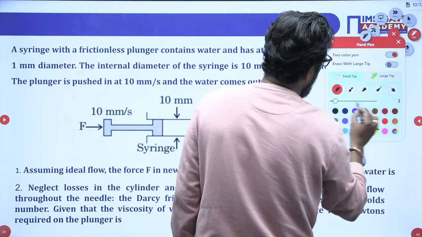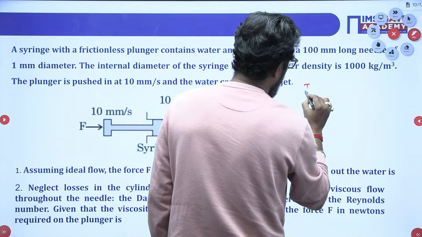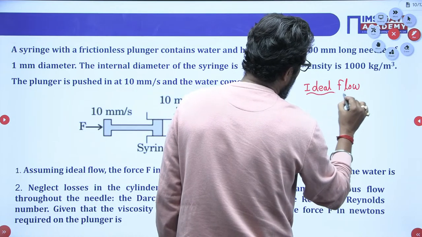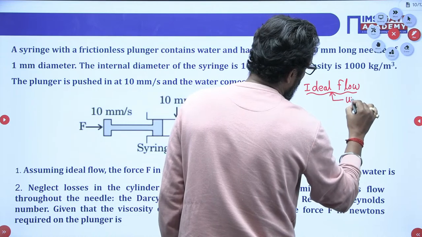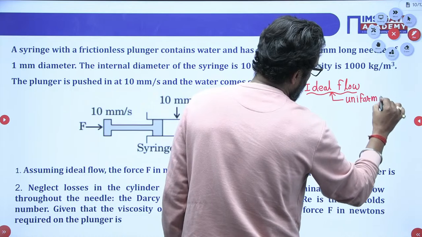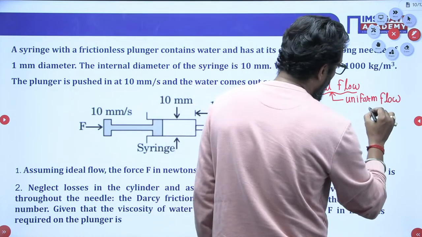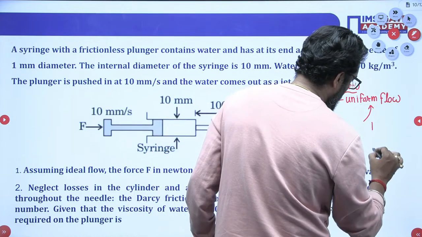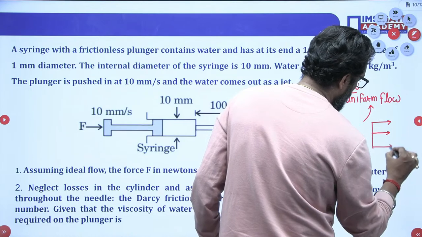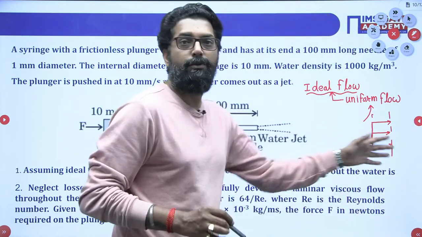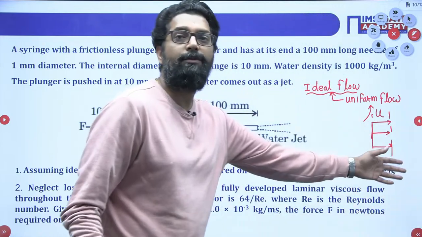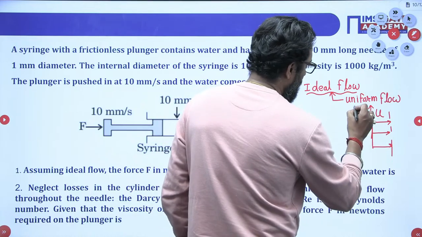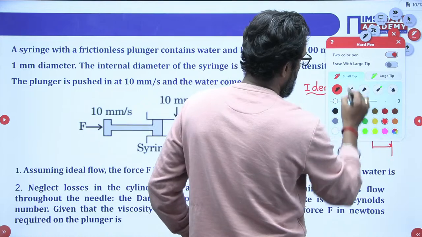Very important information I want to share with you. Ideal flow is sometimes also called uniform flow. Uniform flow means all the fluid layers are moving with the same velocity. That means the velocity profile looks like this. This is the velocity profile of uniform flow. All the layers have the same velocity. There is no viscous shear stress. So uniform flow means no viscous stresses.